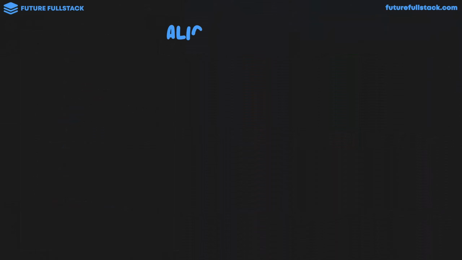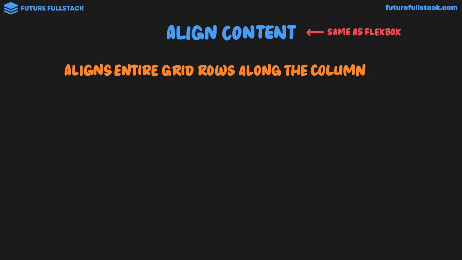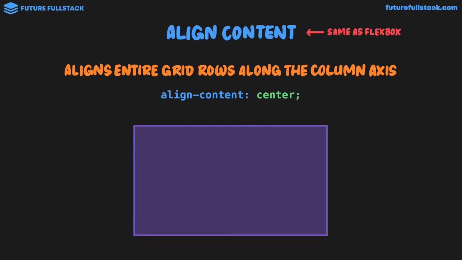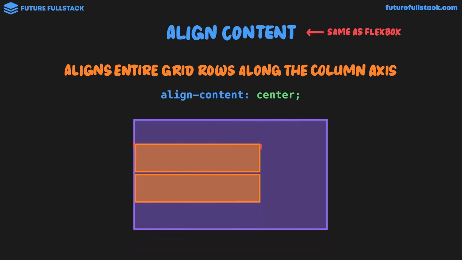Let's now take a look at align content. And again, this is the same property used in Flexbox, but now applied in CSS Grid. Align content aligns entire grid rows along the column axis. In CSS, it looks like this, align-content with a value like center. In diagram form, we have our grid container, we have our grid rows. I'm going to add in the vertical grid lines, and align content distributes our grid rows along the column axis.